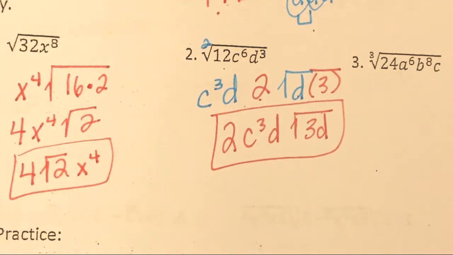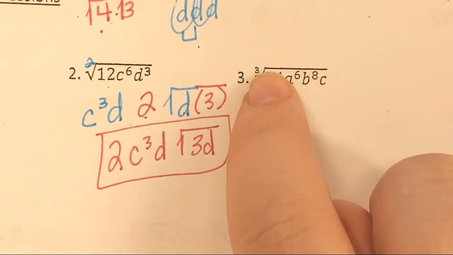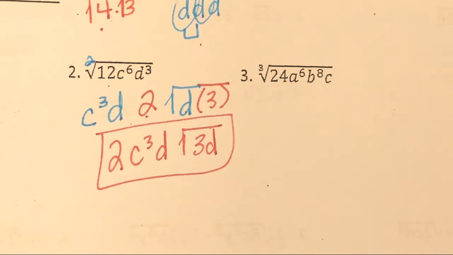And then we get to number 3, and life changes a bit, because again, our index has changed. Our index is not a 2, it's a 3. Our index could be any number. I don't know why we've been 3s and 4s only. Like, it could be a 5, a 6, it can be anything.